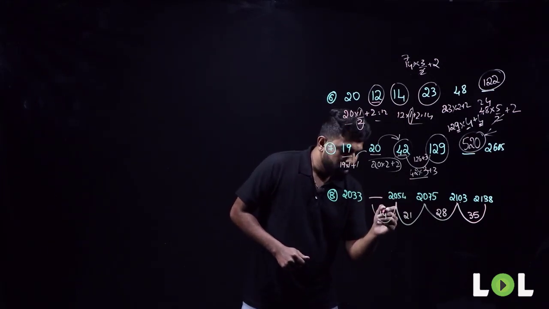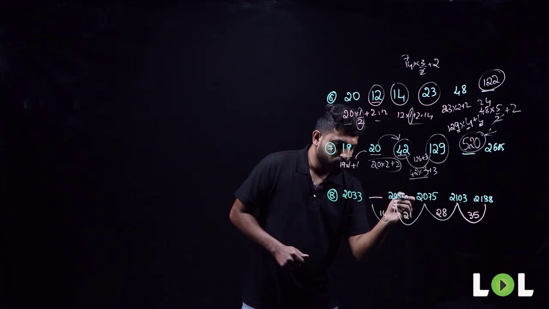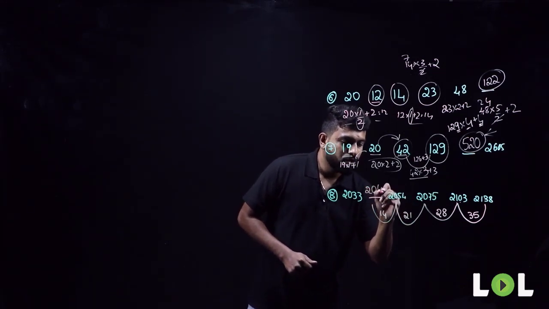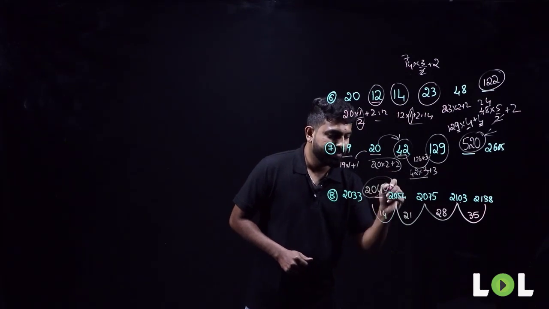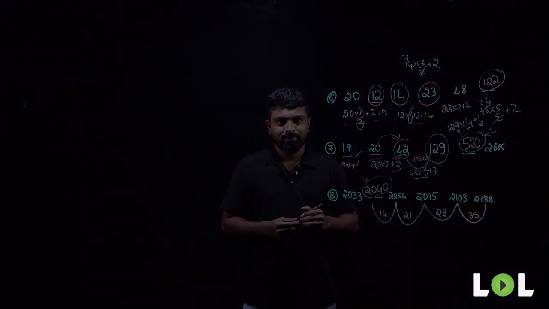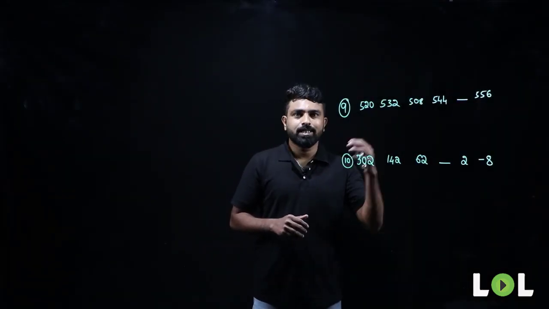So let us do that. 2054 minus 4, 2050, minus 10, 2040. So the answer here is 2040. Yes, we've got the right answer. Let us look at our next example here.